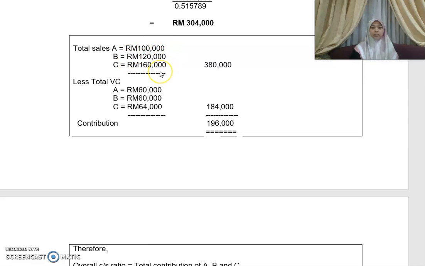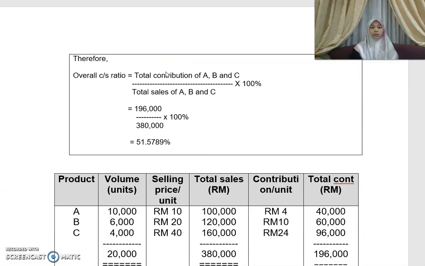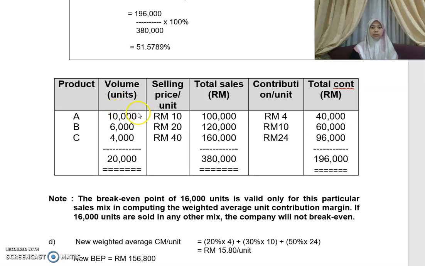Total sales. Okay, I'll show you first the total sales. So total sales is this one. This one is from the question. You are being given the volume. You are being given the selling price per unit. So total sales for A will be 10,000 units times 10 ringgit per unit gives you 100,000 ringgit. You do the same thing for B, 6,000 times 20 and 4,000 times 40.